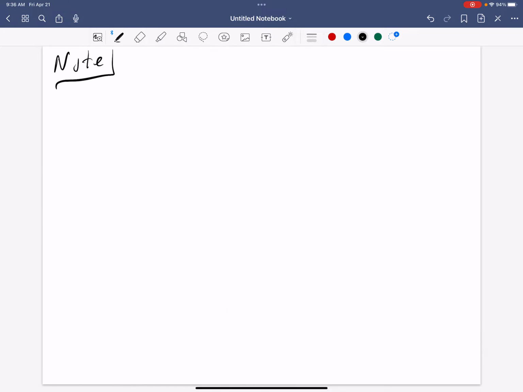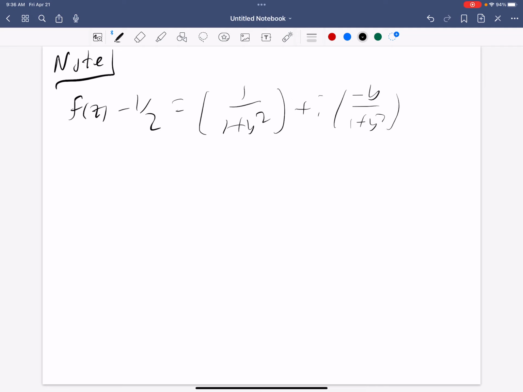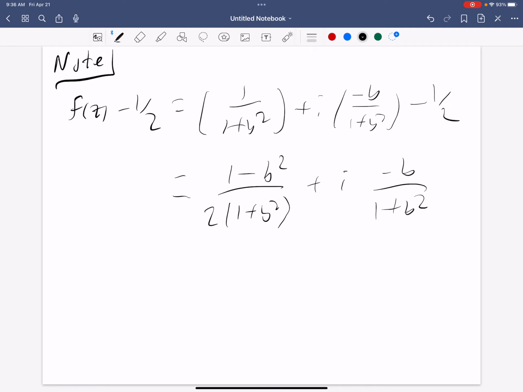Because now, note, if I were to look at f of z minus 1/2, that would be 1 plus 1 over b squared plus i negative b over 1 plus b squared, minus 1/2. I can clean this up and it turns into (1 minus b squared) over 2(1 plus b squared) in the real part, and in the imaginary part, negative b over 1 plus b squared, like that.